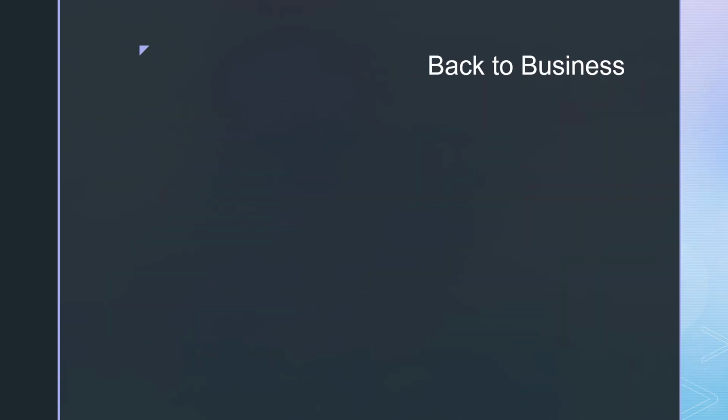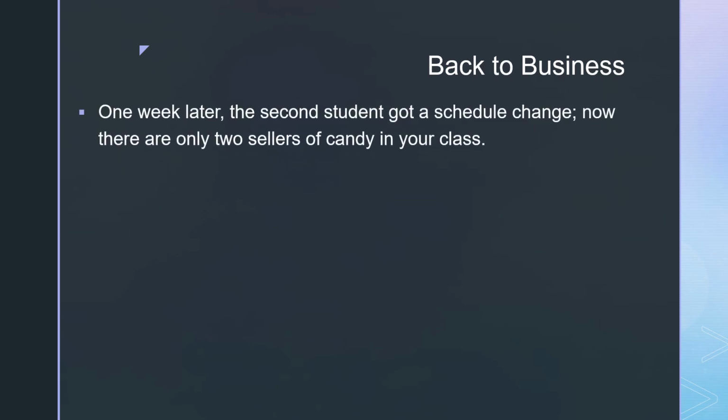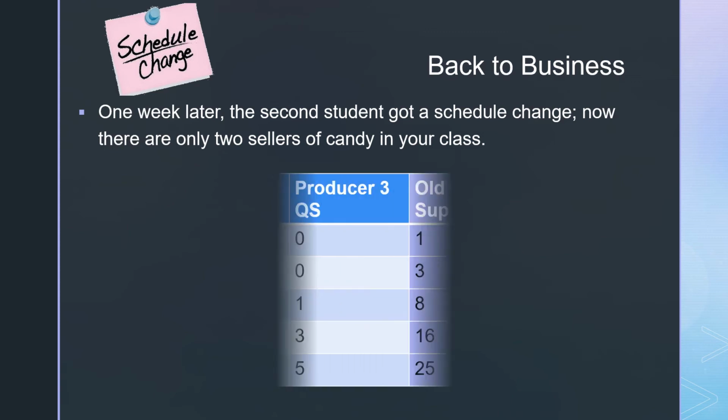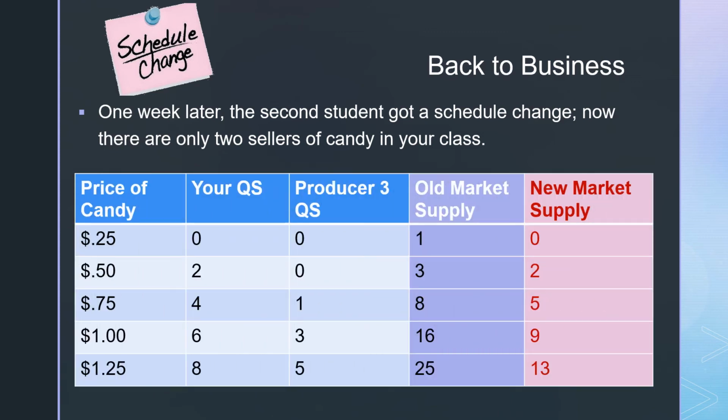Okay, so let's get back to our little scenario here. Let's just say that 1 week after you start competing with those two classmates to sell candy bars, that second student got a schedule change. So student number 2 got a schedule change. Now there's only 2 sellers of candy bars in your class. So this is what we're going to see now for our market supply. Once again, we're just going to add up your quantity supplied plus that third student's quantity supplied. And so what we're going to notice here is that at every possible price in the market, the quantity supplied on a market level has gone down.